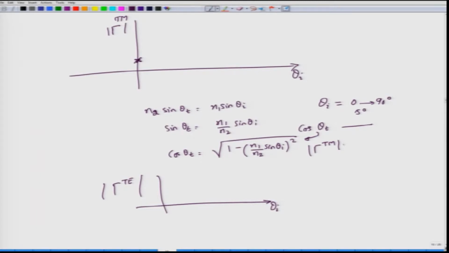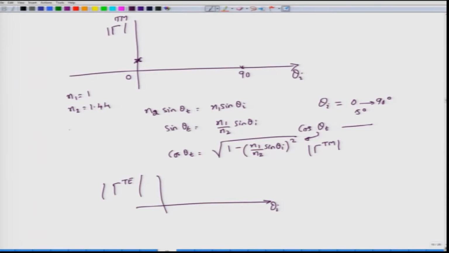Okay. You do this for the case of N1 equals 1 and N2 equals 1.44, that is, incidence from rarer to denser medium, and plot the result. As theta I increases from 0, of course, it can go up to 90 degrees. What happens is the magnitude would start off with some value.